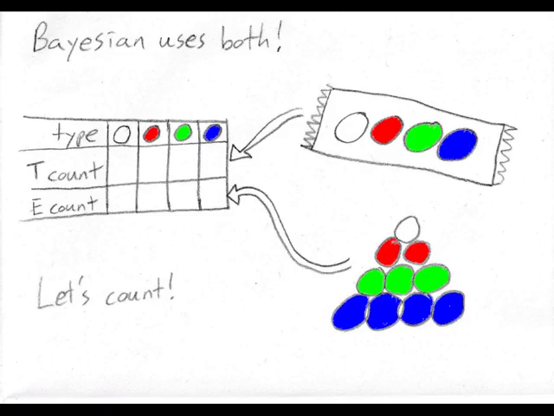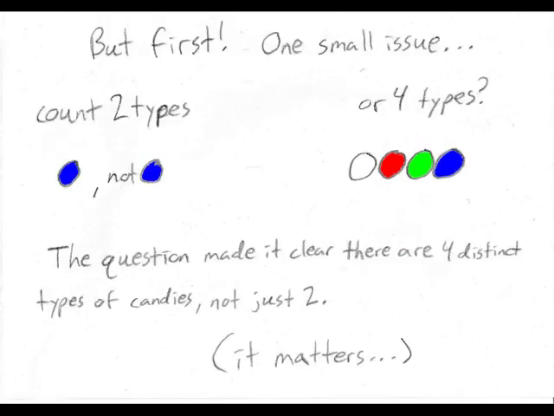Bayesian probability uses both. For each of the colors, you're going to have a theoretical count and an experimental count. Let's count them up. But first, there's one small issue. Are you going to count 2 types, blue and not blue, or 4 types, the colors on the label? The question made it clear that there are 4 distinct types of candies, not just 2. It matters. There's 3 different kinds of not blue.